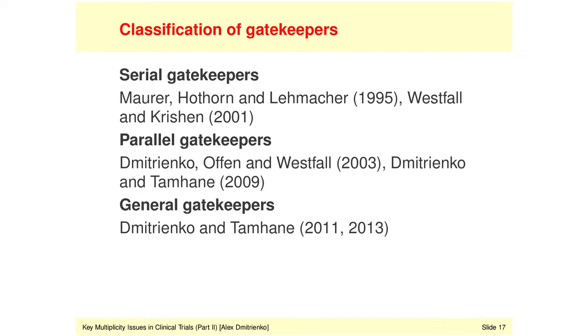And in modules C and D, I will provide multiple examples of phase 3 clinical trials that give us examples of families with those gatekeeping conditions. Serial gatekeeping conditions, parallel gatekeeping conditions, and finally general gatekeeping conditions. The list of references here is far from being comprehensive. It does not even get close. A lot of work has been done in this general area over the past 15 years, and I wanted to include those references mostly to help you get more information about those popular classes of gatekeepers.